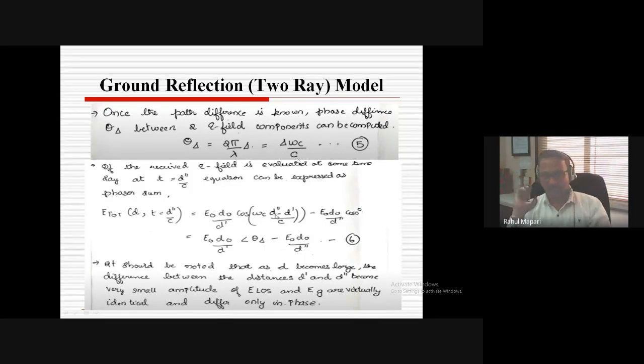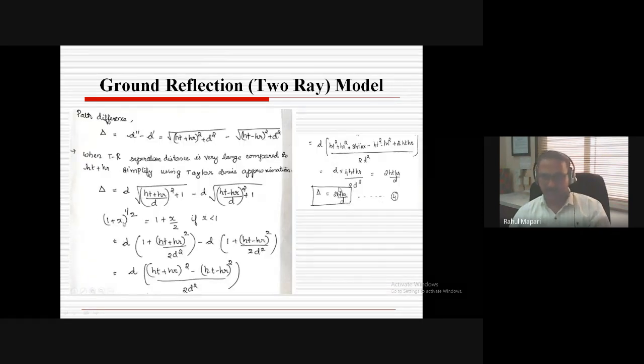Got it now? Yes, sir. Okay. So what it means? The phase difference is directly proportional to path difference, and path difference is directly proportional to height of antennas. See the last equation, fourth equation, and it is inversely proportional to distance between transmitter and receiver.